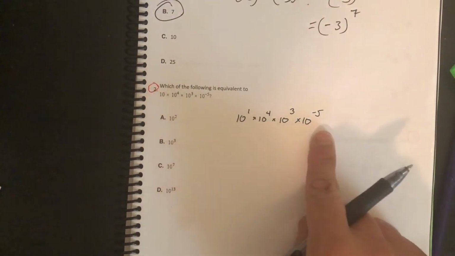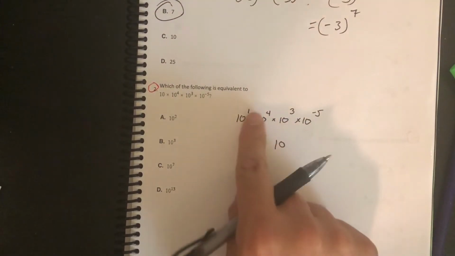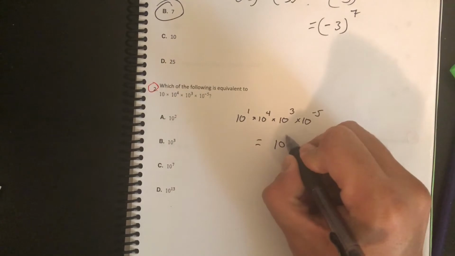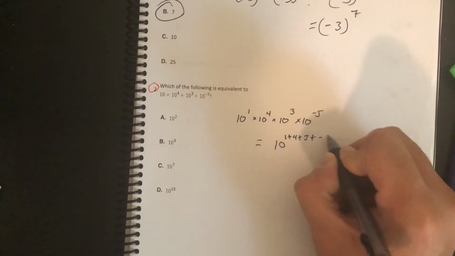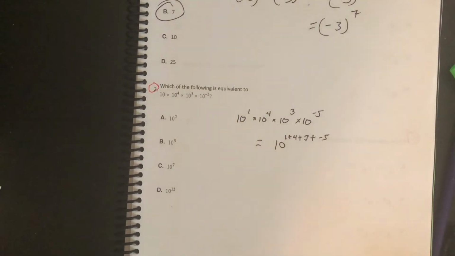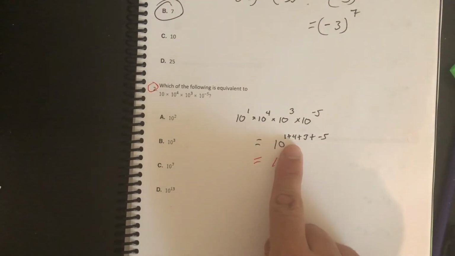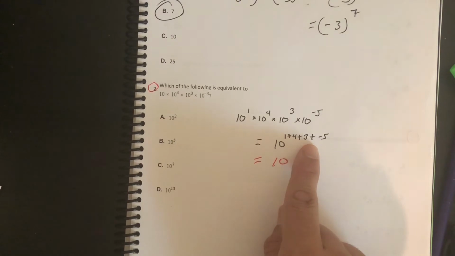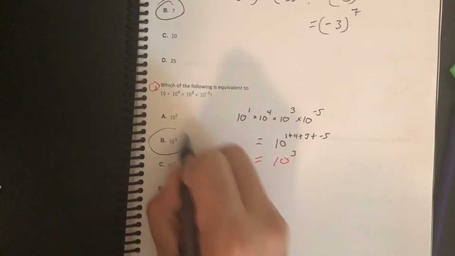So we're going to multiply all these 10s together because that's the product rule. If you multiply the same base, add the exponents. So let's add all those exponents together: 1 plus 4 plus 3 plus a negative 5. So let's see. 1 plus 4 is 5, 5 plus 3 is 8, minus 5 is 3. So there's my final answer: 10 to the power of 3.